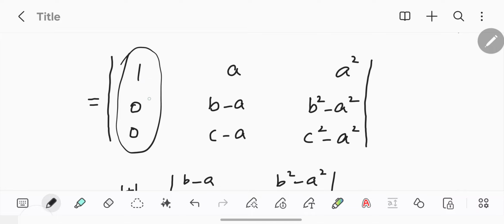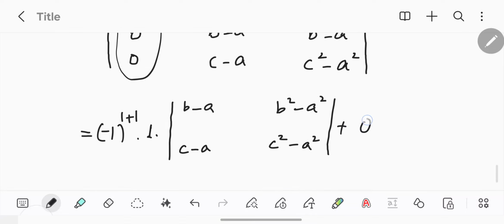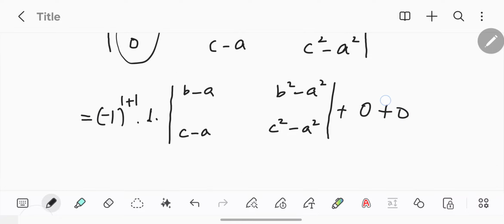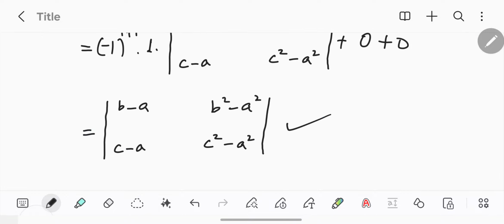Now I will do the cofactor related to the second element. Since the second element is 0, the cofactor is 0. And similarly, the third element is 0, so the cofactor is 0. So I will have 0 plus 0, okay? Only this term will be left. So this is equal to this element, this determinant.